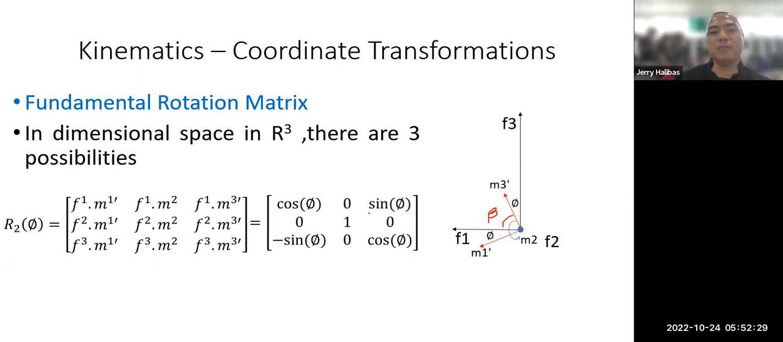So cosine 90 minus phi is actually sine phi. And negative. This is F3 dot M1. So F3 dot M1. This is 90 degrees plus phi. So cosine 90 plus phi is actually negative sine phi. Okay? So if you don't believe it, I will try this. F3 and M1.